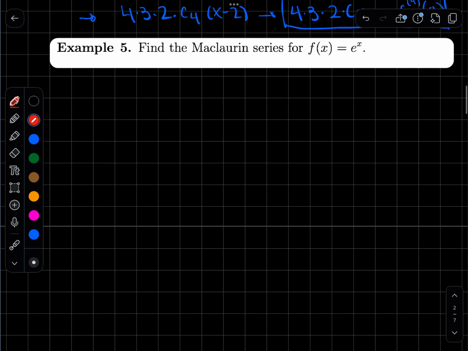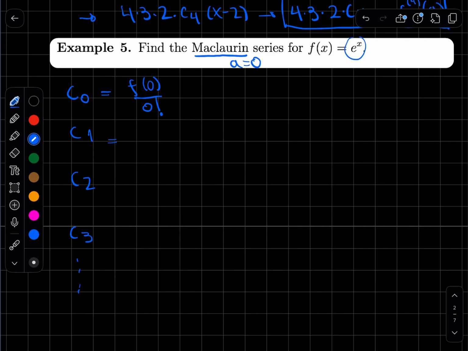e to the power x. I have no hope of being able to differentiate e to the power x and get something that resembles that geometric series 1 over 1 minus x. So what I'll do instead is note that I need c0, c1, c2, c3, and so on. So what will c0 be? That will be f of 0, since this is the Maclaurin series and a equals 0, over 0 factorial.